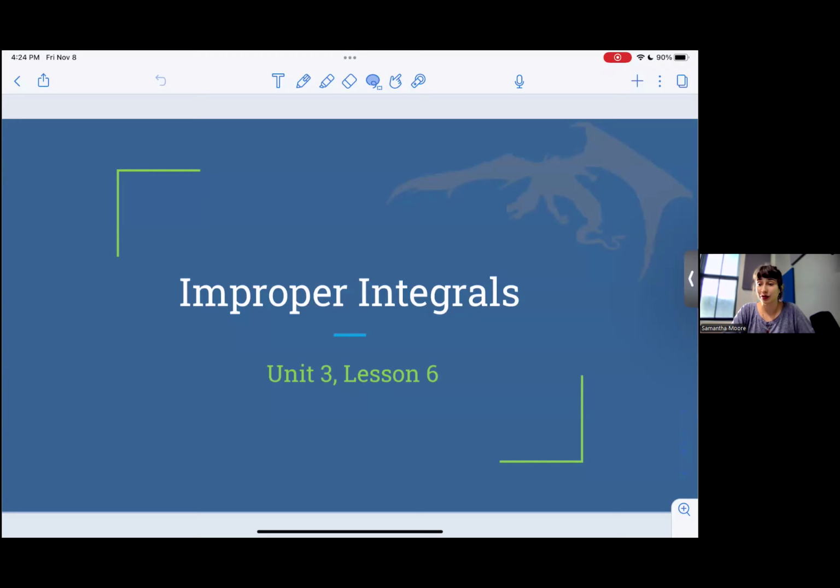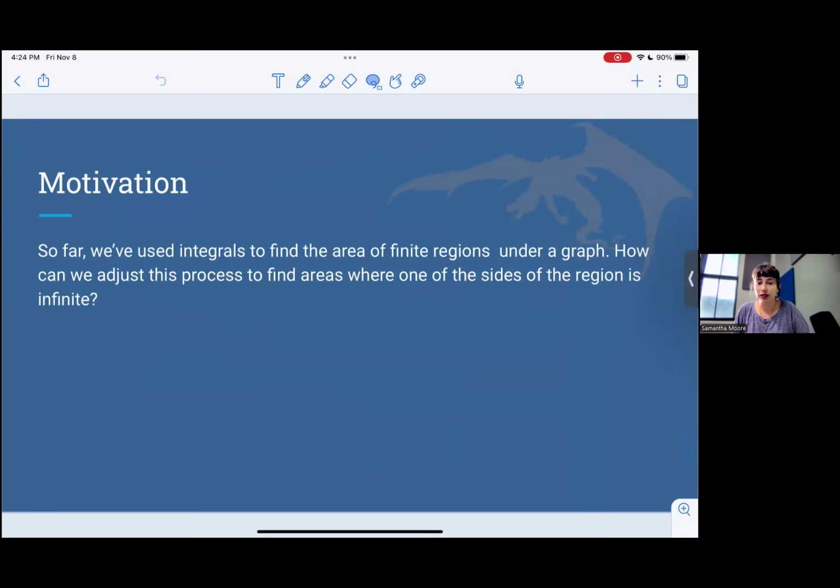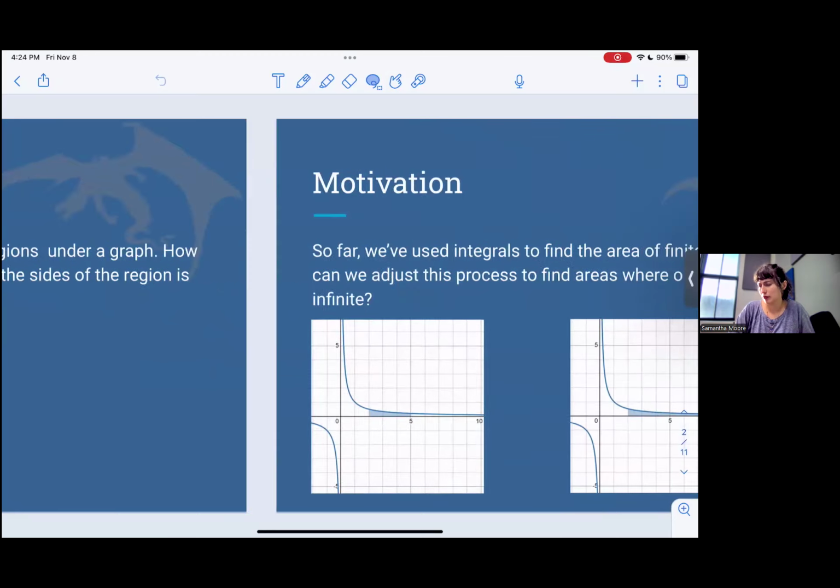So today we're talking about improper integrals. So far what we've done is we've used integrals to find areas of finite regions under a graph. What we're trying to do today is adjust this process to be able to find areas where one side of our region is actually going to be infinite, one or more sides of our region. So what exactly do I mean by this?